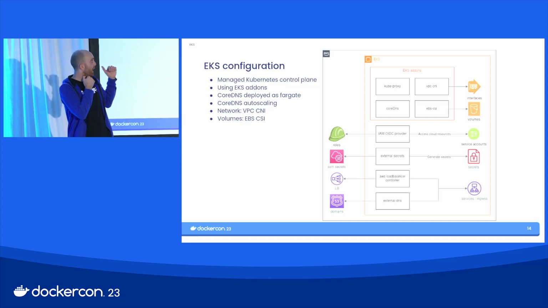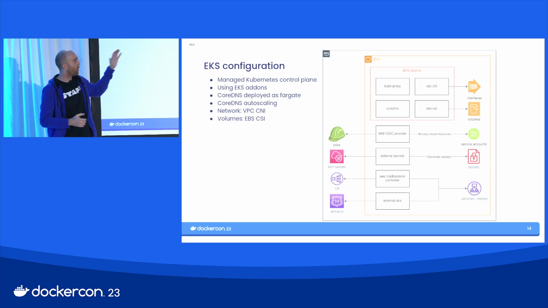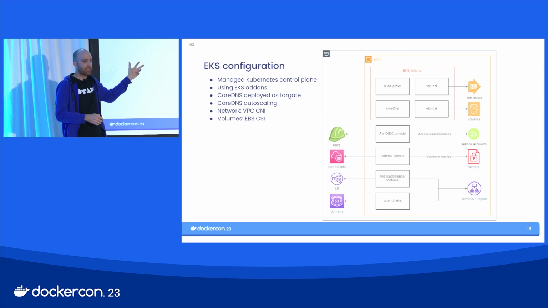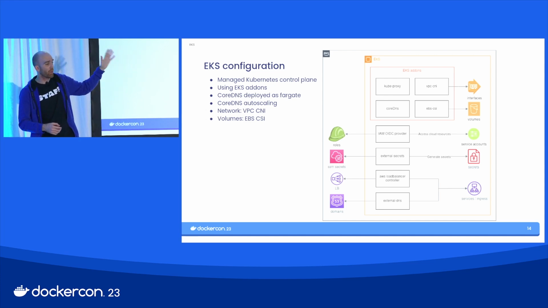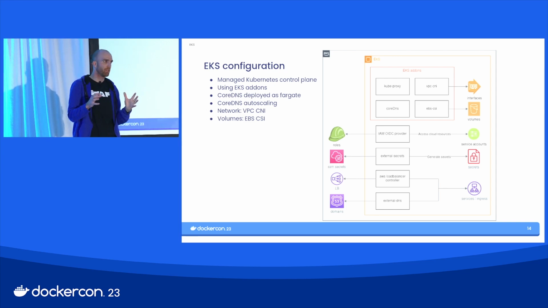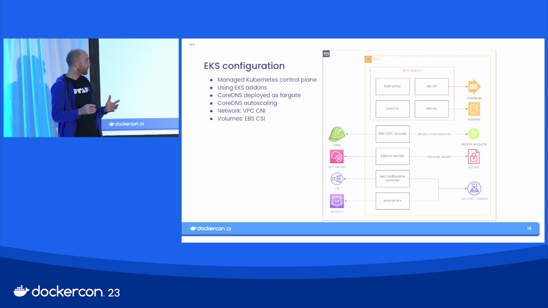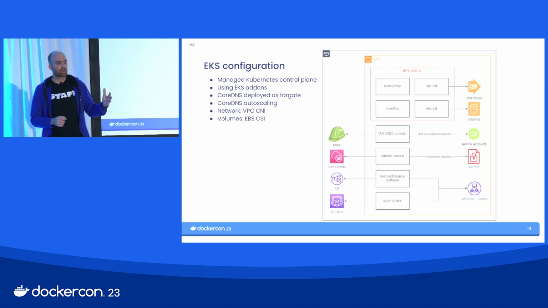We are using EKS add-ons for all the standard components, so kube-proxy, CoreDNS. We deployed CoreDNS on Fargate, so that it's not on a node and won't be impacted by node scaling. CoreDNS also scales depending on the number of nodes of the cluster. It's something recommended by Kubernetes, or at least try to do that.